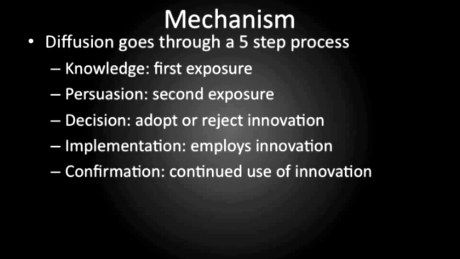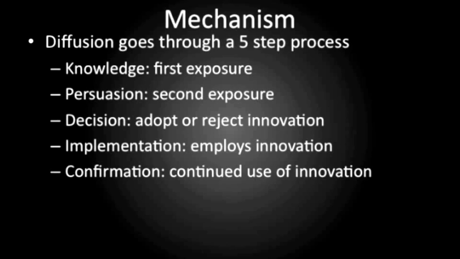Mechanism. Diffusion goes through a 5-step process. First, knowledge, which is the first exposure to the innovation. In this stage, the individual lacks information about the innovation. Persuasion. In this stage, the individual is interested in the innovation and actively seeks information or detail about the innovation.